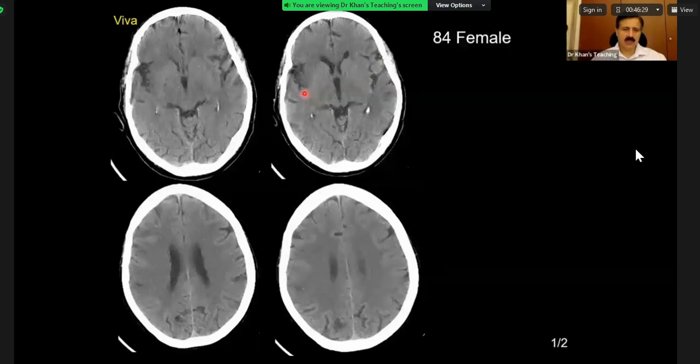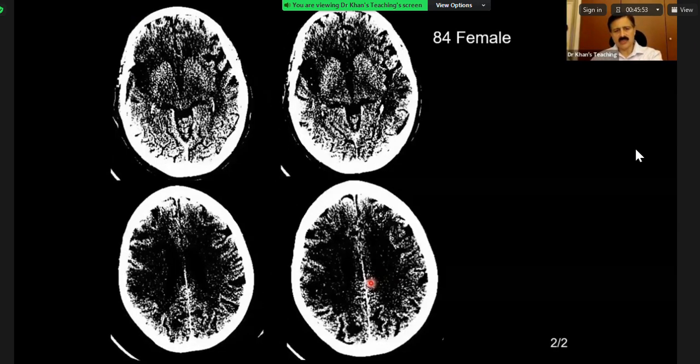With that, these arteries here are the M2 branches of the MCA, and they appear slightly high density. So this is known as MCA dot sign. MCA dot sign for me is quite a rubbish sign, because you can just call anything MCA dot sign. I don't give much leverage to this sign. On the other hand, hyperdense MCA sign, which is the M1 segment, that's a much better sign.